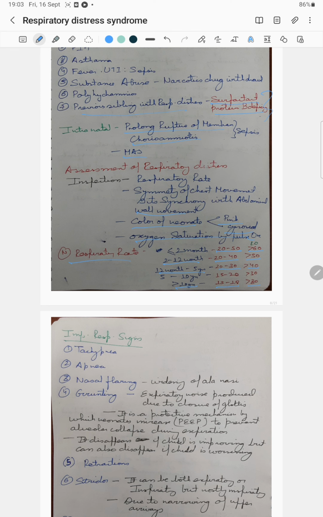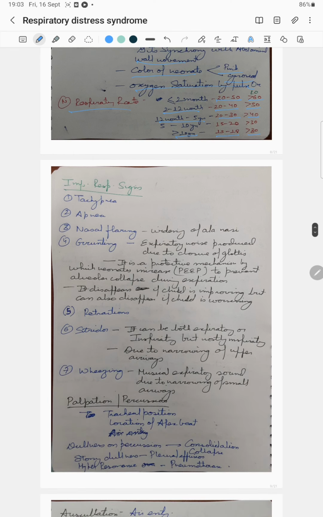So, important respiratory signs you have to see. Now, remember the normal respiratory rate in a child less than 2 months. If it is more than 60 it is distress; 30 to 50 is normal. For 2 to 12 months, 20 to 40 is normal. It is asked. I will be showing you an MCQ where they have given just this.